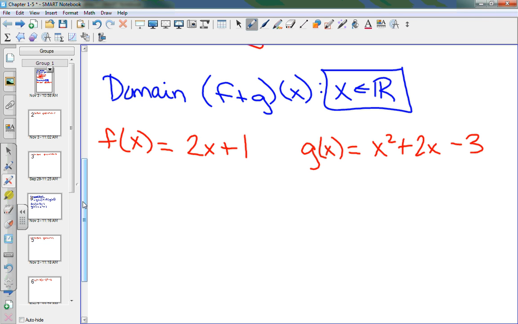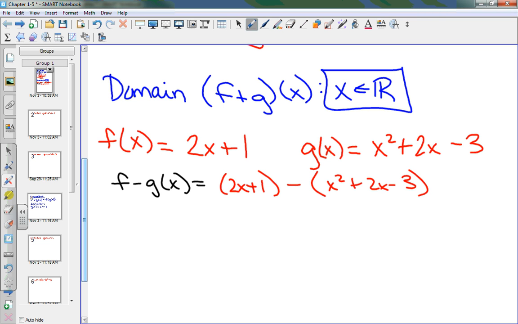Okay. Now I'm going to do another function, and that function is going to be this time f minus g of x. So what is f? Minus what is g? And do I need the parentheses? Yes. Why? Excellent. Distributing that negative changes the signs on all three of those terms in the g function.